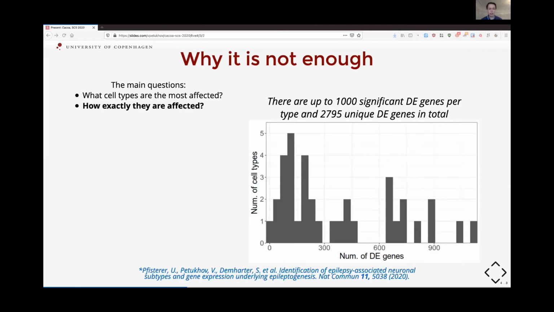If you want to understand how they are affected, looking at differentially expressed genes also gives you very little information, because there are hundreds of them. And you get hundreds of them per cell type. If you look at the total number, it can be thousands. And just looking by eye at the list of genes doesn't make much sense.